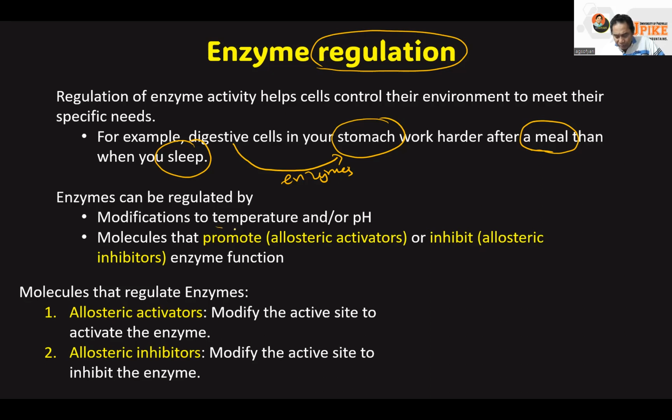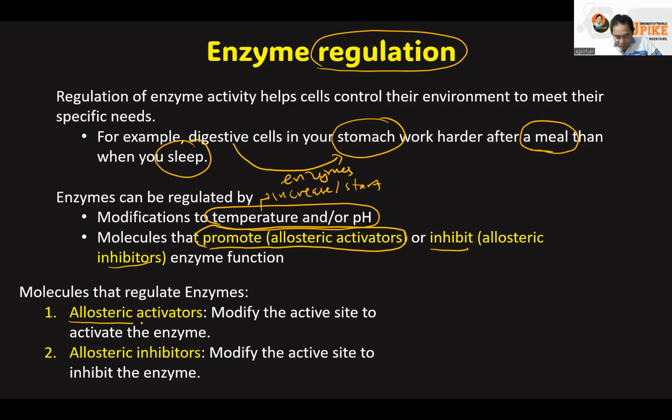Another regulation is temperature and pH. These can also increase or decrease the reaction. Most of the time, higher temperature will increase or start the enzymatic reaction. There is another thing that also regulates the enzyme. It's called the promoter or activator, or inhibitor, the allosteric inhibitor. So there are two types of regulation.